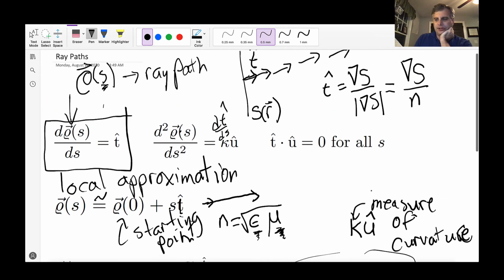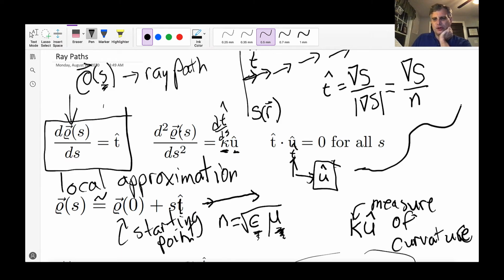So going back up here, the second derivative of the trajectory is going to be represented by kappa u hat, and of course t hat times u hat is equal to 0. These are orthogonal, perpendicular to one another. So then that raises the question, if you do have changes in the medium, how do you calculate kappa and u hat so that you could develop an algorithm or some analytics that would allow you to calculate a curvy ray path through a complicated medium?